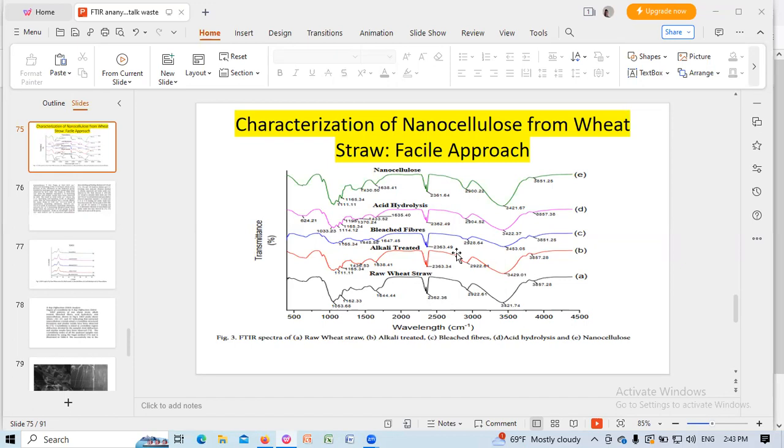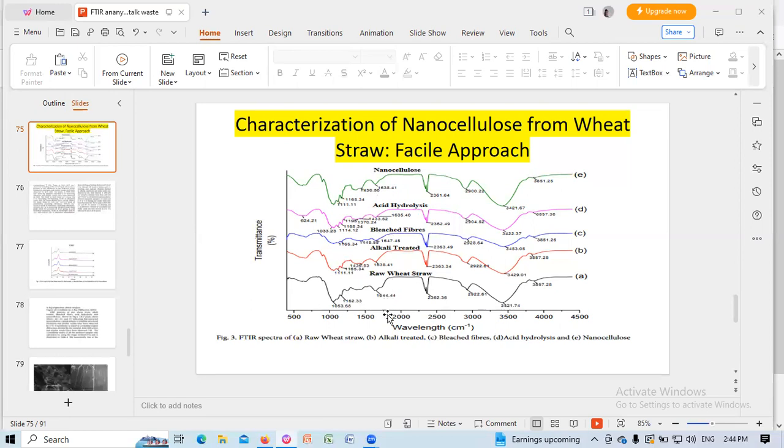And the peaks seen in the range of 1630 to 1650. In this range, the peak is due to carbon-carbon double bond stretching and bending mode of absorbed water.